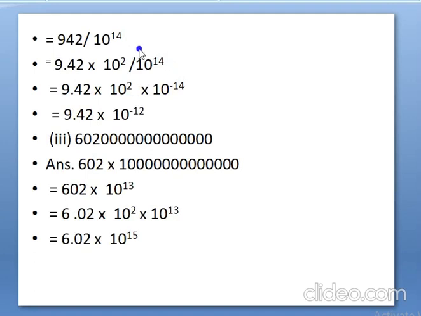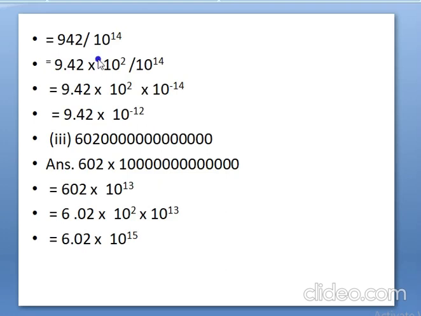So now, for keeping the decimal, 9.42 into, we have moved 2 digits, so it will become 10 raised to the power 2 divided by 10 raised to the power 14. So 9.42 into 10 raised to the power 2 into 10 raised to the power minus 14. So 9.42 into 10 raised to the power 2 minus 14, which is minus 12.